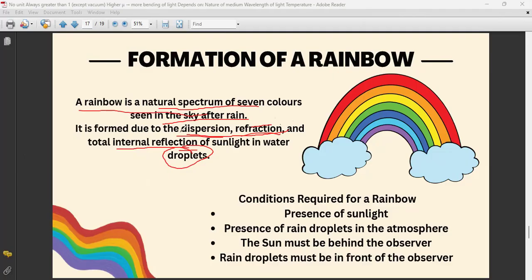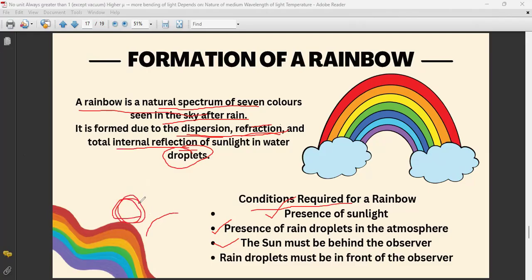It is formed due to dispersion, refraction, and total internal reflection. Now, what are the conditions that are required for the rainbow? There should be the presence of sunlight, presence of light. There should be the presence of raindrops in the atmosphere, which will be acting as a prism for this rainbow. And the sun must be behind the observer, because we see the rainbow and the sun is behind that.